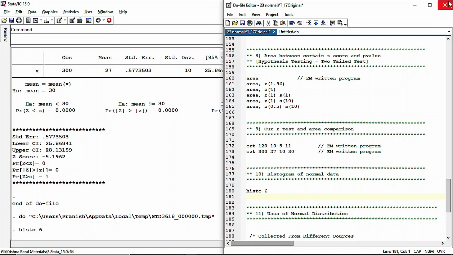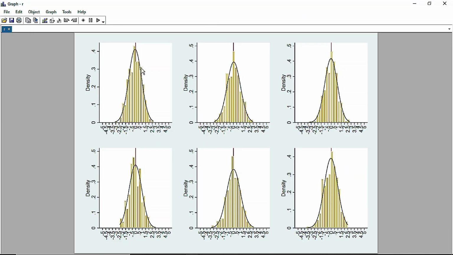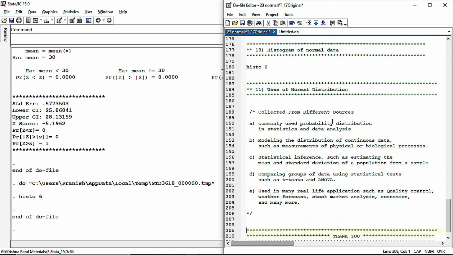Sometimes the histogram may indicate a normal distribution. If the histogram of our data indicates that they are normally distributed, then we can perform the tests related to the normal distribution. Now let us see some of the uses of the normal distribution, which I have collected from different sources. The normal distribution is a commonly used probability distribution in statistics and data analysis. It is also used in modeling the distribution of continuous data, such as measurements of physical or biological processes. It is used in statistical inferences, such as estimating the mean and standard deviation of the population from a sample. It is also used in comparing groups of data using statistical tests such as t-tests and ANOVA. It is used in many real applications such as quality control, weather forecast, stock market analysis, economics, and many other fields.